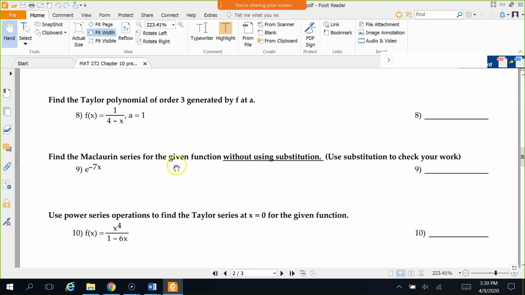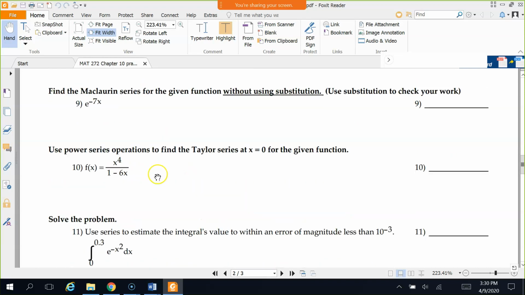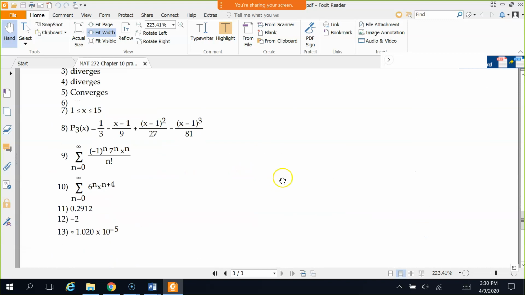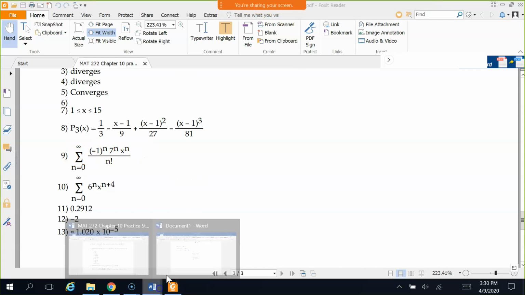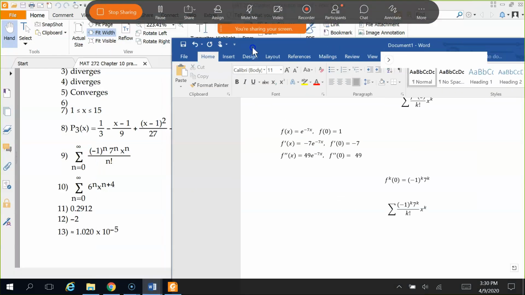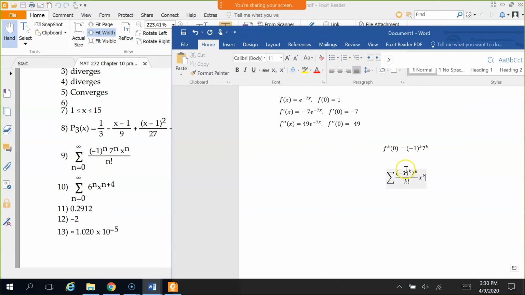Sometimes they're going to ask you for the Taylor polynomial, or they're going to ask you for the first few terms of the series. So that's where you'd want to actually plug these values in. So notice here that the answer I got, even though I put k's in it and they have n's, it's still the same thing, right? That negative 1 to the n, the 7 to the n, the x to the n, divided by the n factorial.